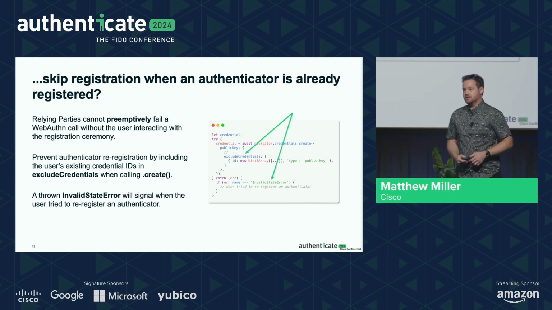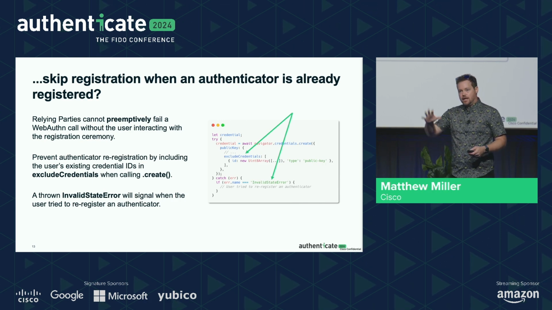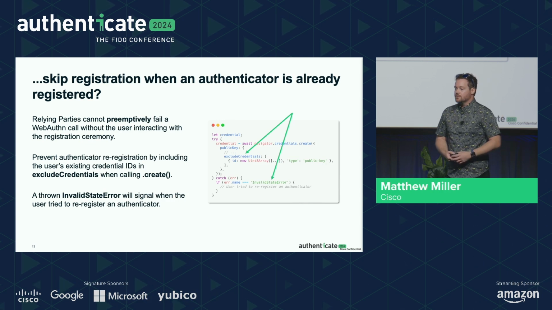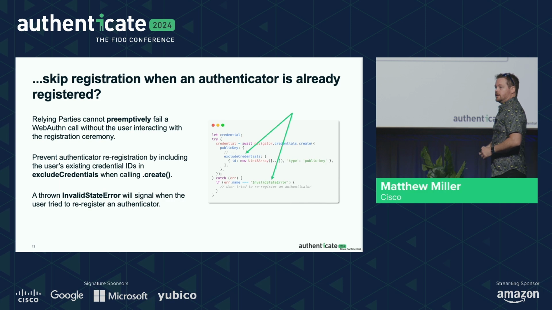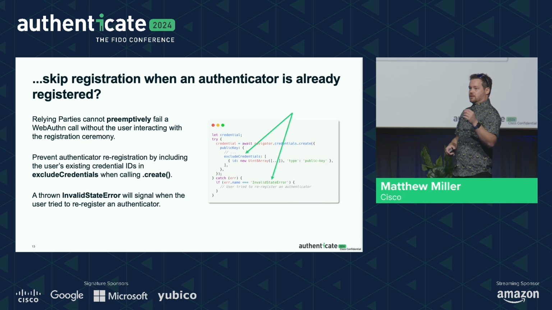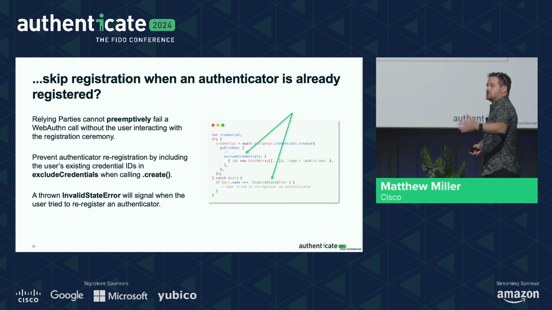Tim touched a little bit on this in his presentation just before mine. Relying parties may want to show guidance going, hey, you're actually okay, you've registered that before, just go ahead and try to log in. The way to do that is to leverage two things: excludeCredentials in the options that you pass to navigator.credentials.create. That's going to be an array of all of the user's valid credential IDs that have already been registered with the site.